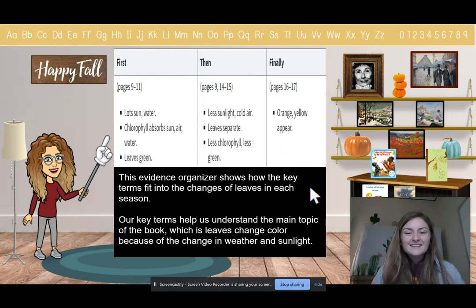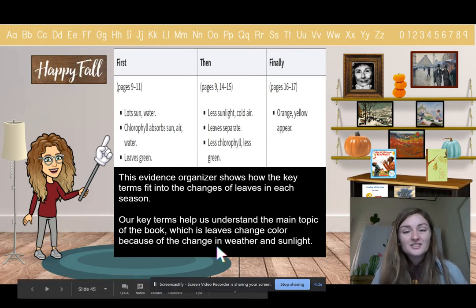So we have read this book 3 times, and we have talked about how those key terms can help us understand the main topic of our book. This evidence organizer shows how the key terms fit into the changes of leaves in each season. Our key terms help us understand the main topic. So, the central message is that leaves change color because of the changes in weather and sunlight.